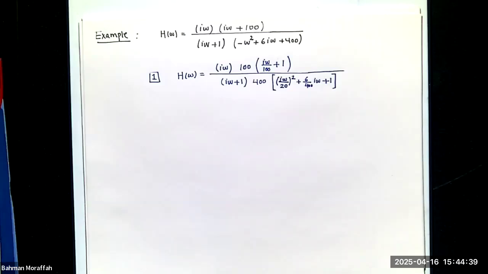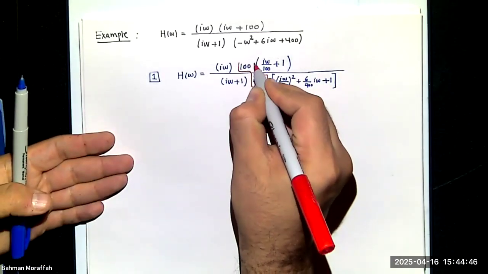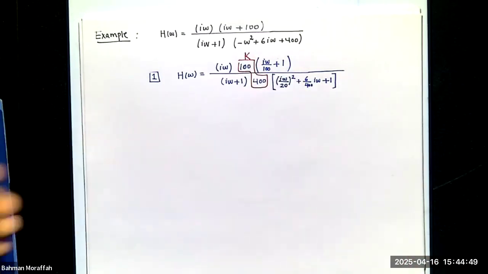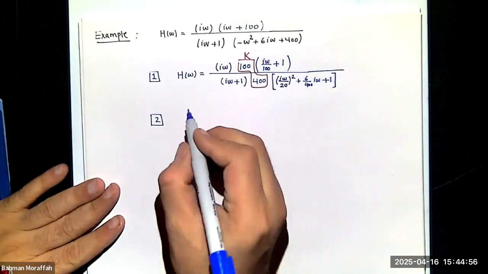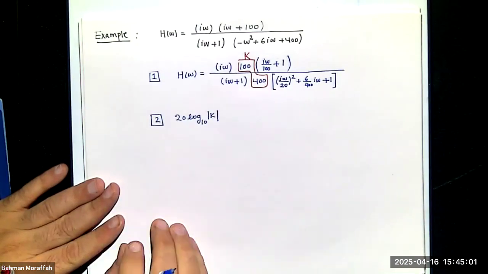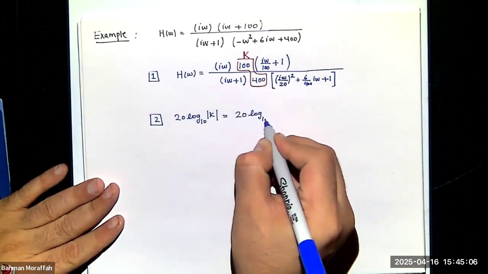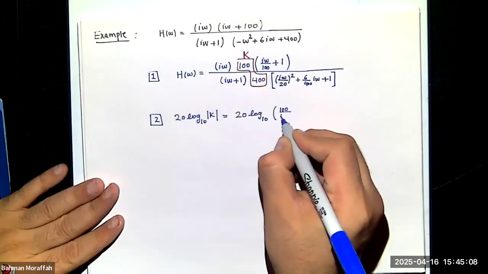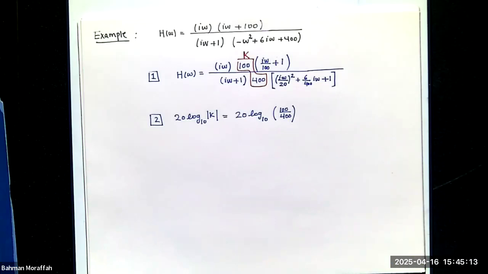Now I got it the exact same way as I want, right? This is my constant. This is my constant k. And the rest is exactly what I want. So step 2, let's just find 20 times log 10 of the constant, which I know is 20 times log 10 of 100 over 400. 100 over 400 is 1/4, right?